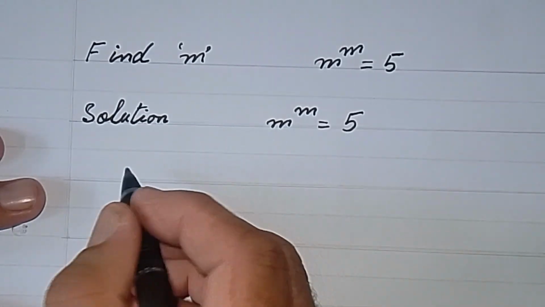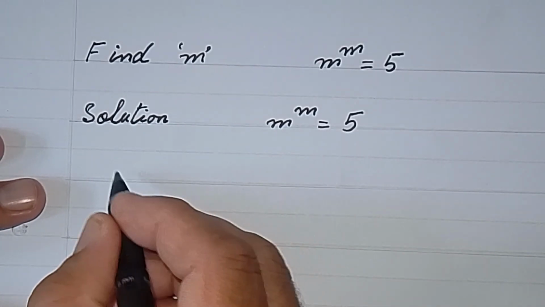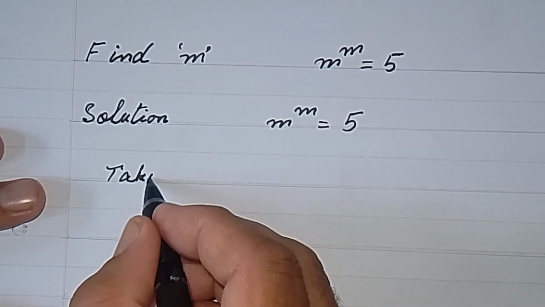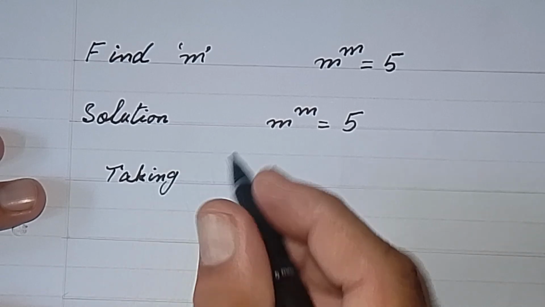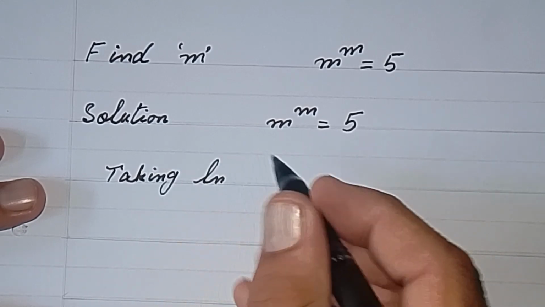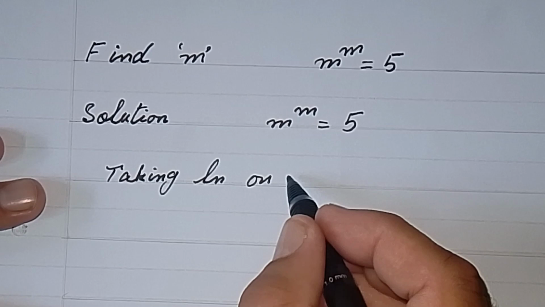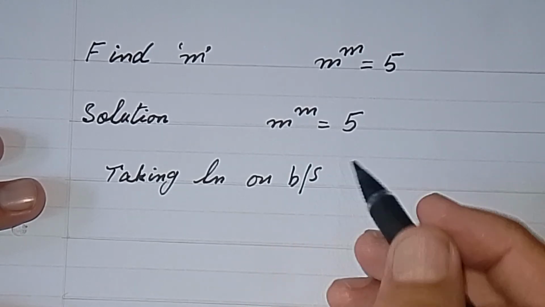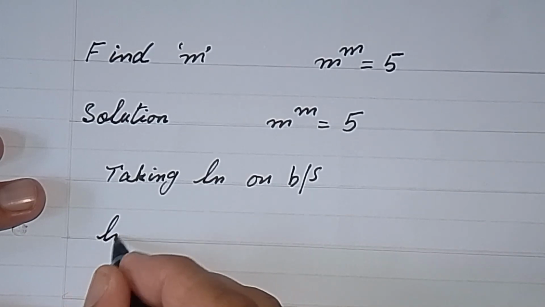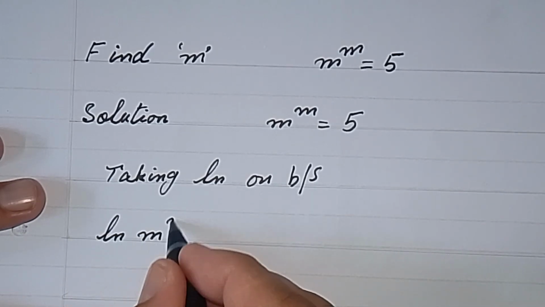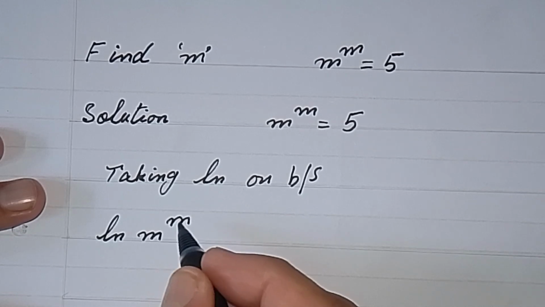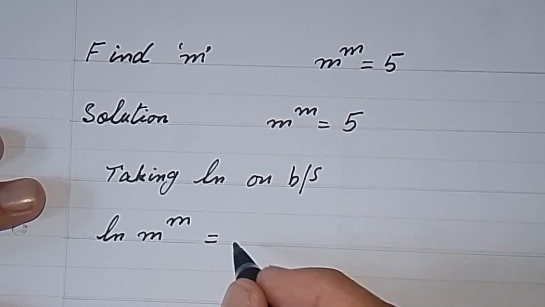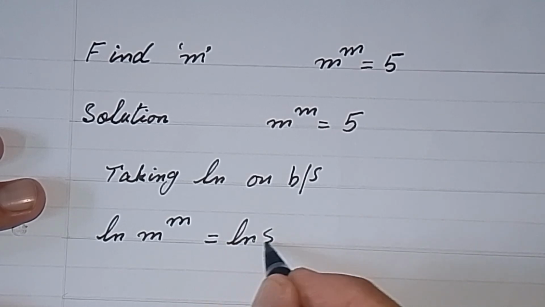Taking log on both sides. Log of m raised to the power m is equal to log 5.